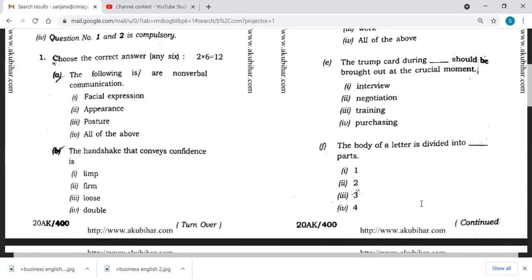Ma'am, because the body includes your problem, discussion on it, and then solution. Okay, please be more precise.